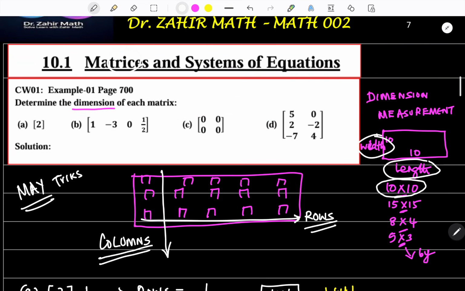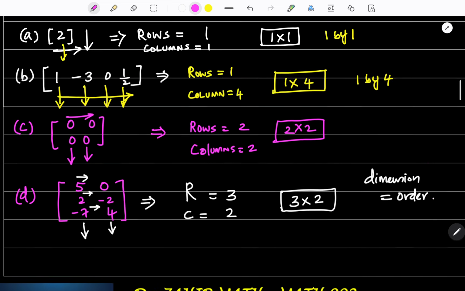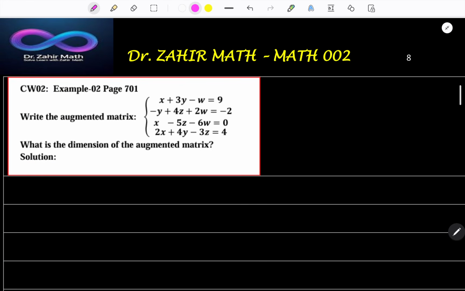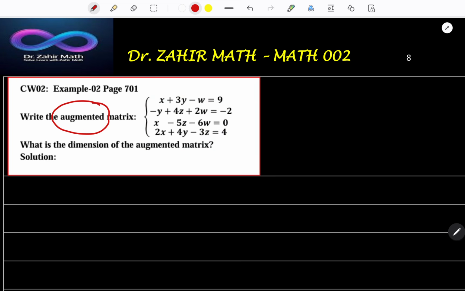So you need to remember the English word dimension. Dimension is the English word you have to write. Dimension means just remember your room size, the size of the room. Room size, just remember. Easy word to remember in English. The next word you're going to remember is augmented matrix. What is that? Augmented matrix, A-U-G-M-E-N-T-E-D. How should you read it? Augmented matrix.